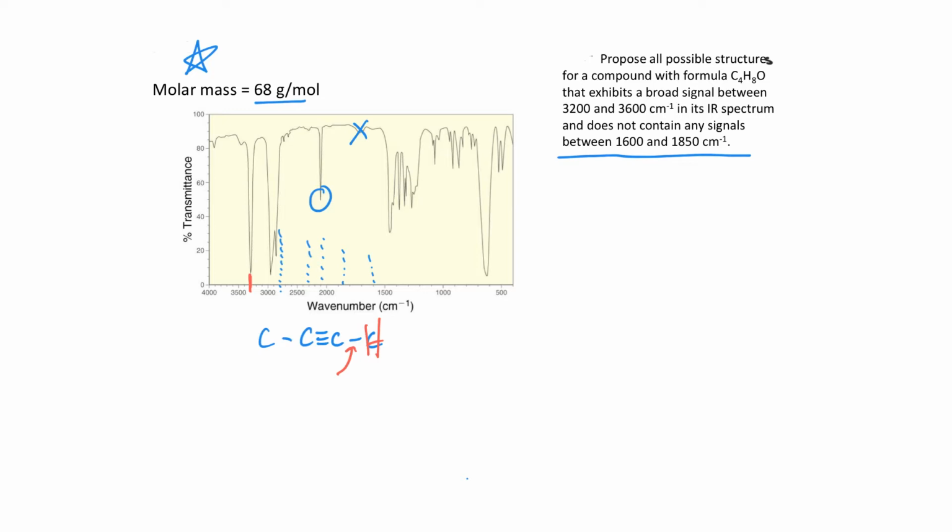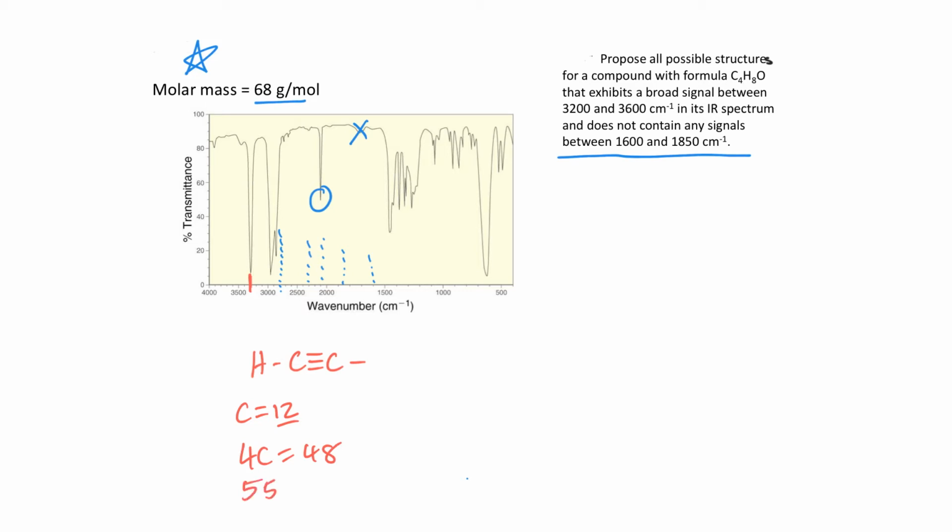So let me erase what I have here and start over a little more cleanly. I've got an H, I've got a triple bond, and then I've got some more carbons and hydrogens that add up to 68 grams per mole. How can I get to 68 grams per mole? Well, I know that C's are equal to 12 grams per mole, and so if I have 4 of them, I have 48. That would mean I need 20 hydrogens, and that's impossible to have with 4 carbons.